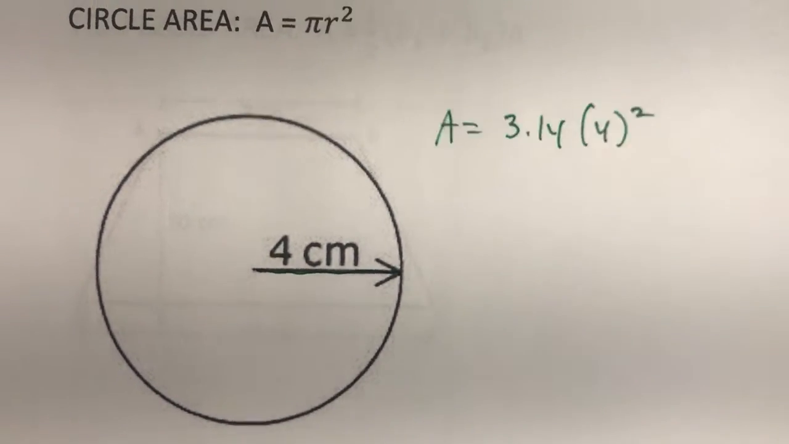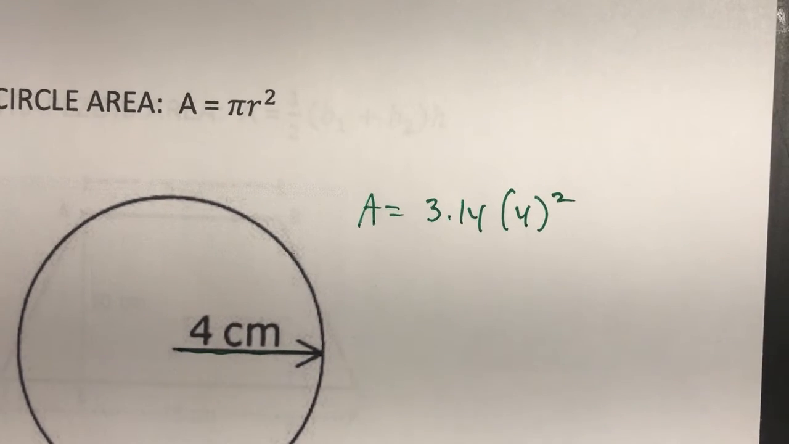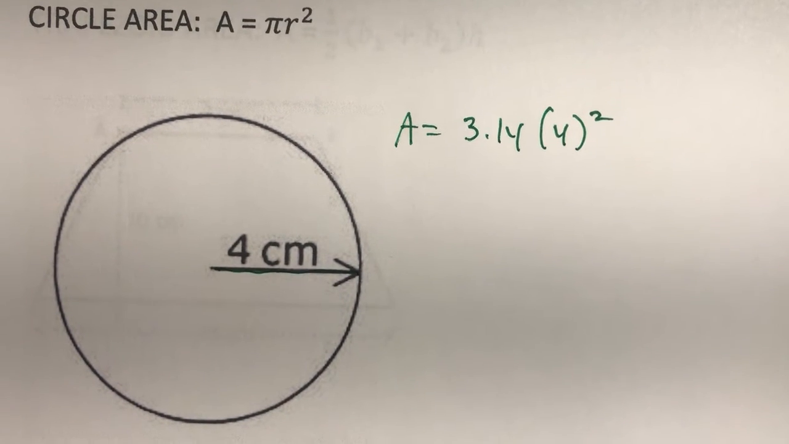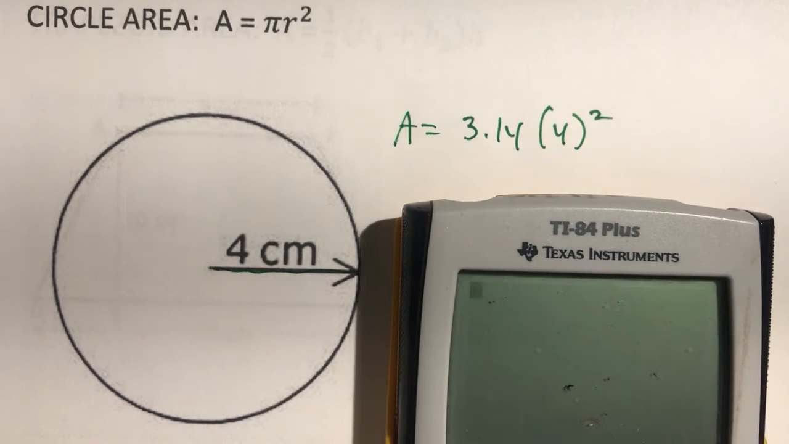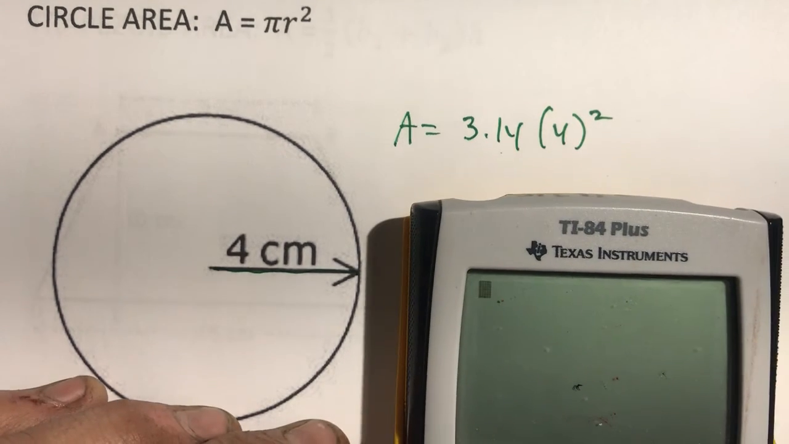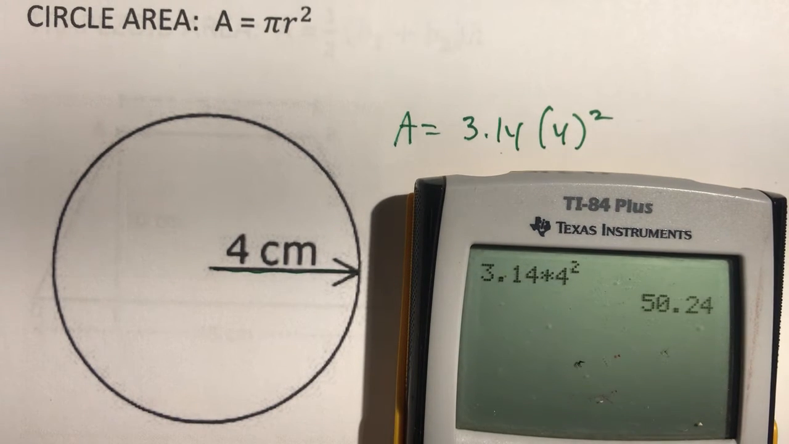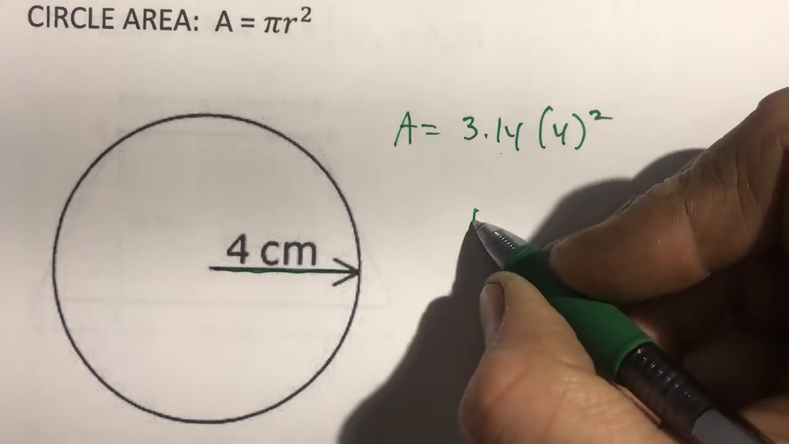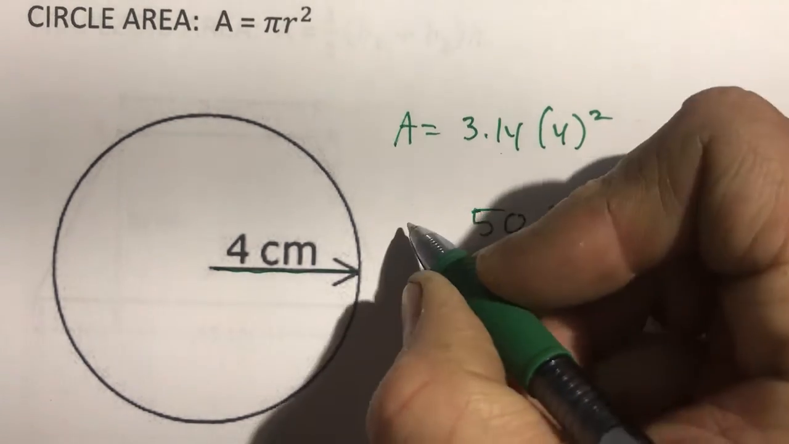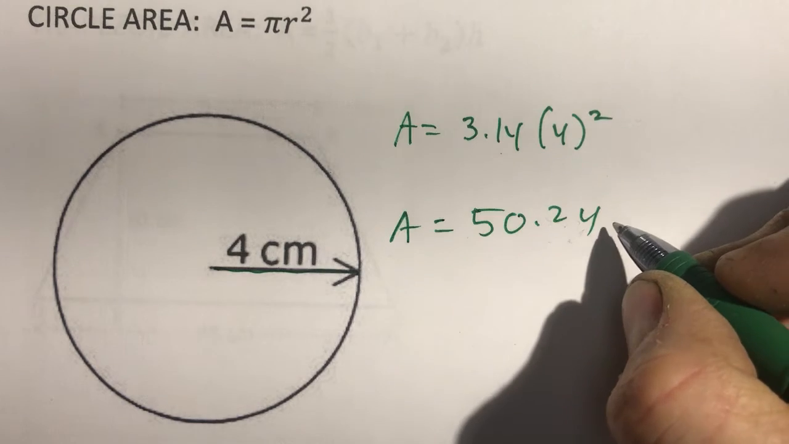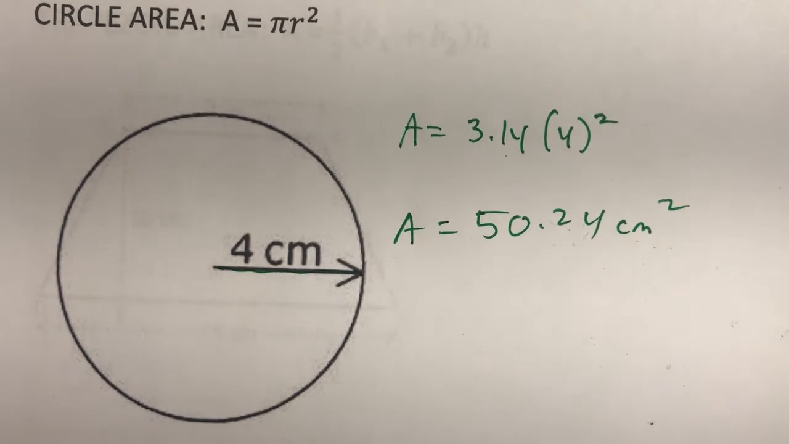Okay, my calculator moved on me. Okay, so yeah, here's my calculator. So I'm going to do 3.14 times 4 squared. And there you go, 50.24. That's my area. And this is centimeters squared.